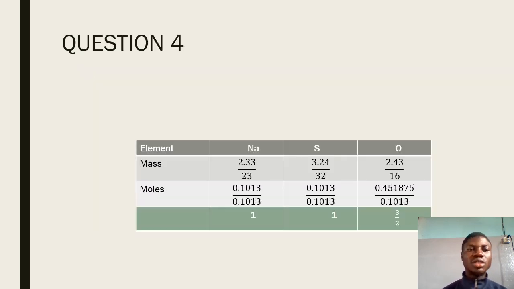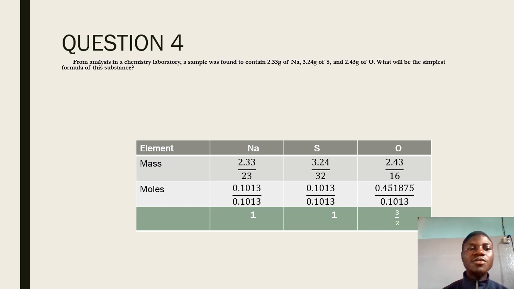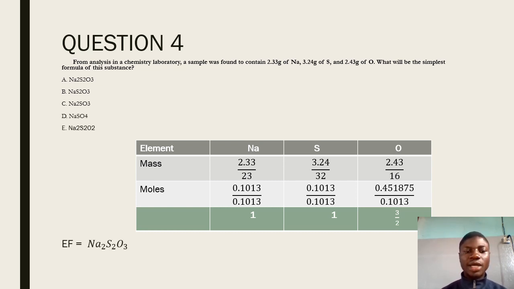Now we're going to move to the next question, question 4, wherein we have been given the mass content of a certain substance in a laboratory which contains sodium, sulfur, and oxygen. Now we are required to calculate the empirical formula of this compound. Given background knowledge, we are supposed to create a table. We are supposed to write the elements and their different masses. We divide it by their relative atomic masses to have the number of moles. Then we divide by the smallest number of moles to have the mole ratio. Now from there, we can have the answer to be sodium thiosulfate, which is A.